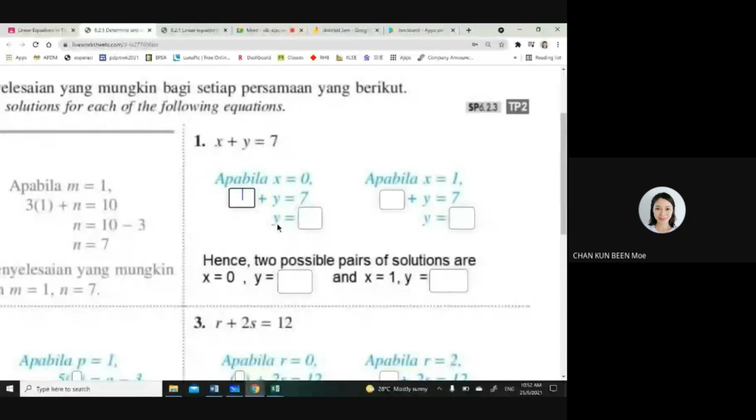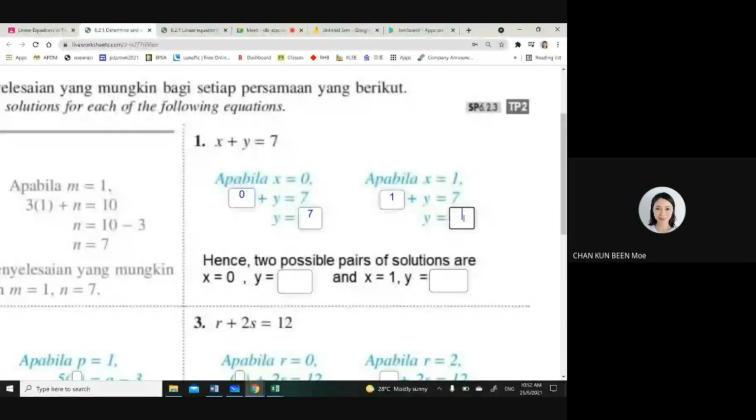So you have to give the answer over here. What is the value of y? It will be 7 minus 0. So the value of y is 7. 1 answer only. And then when the x is 1, it will be 1 plus y equal to 7. So if you just want to find y, you have to move the 1 over to the right. It becomes minus 1. 7 minus 1 is? 6. You just need to put that in.